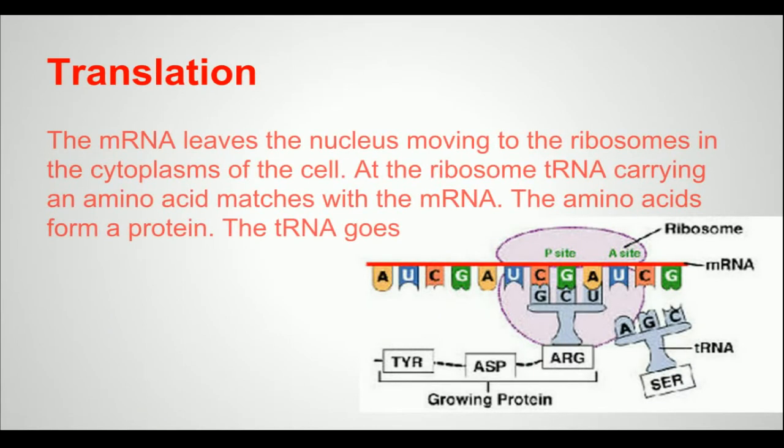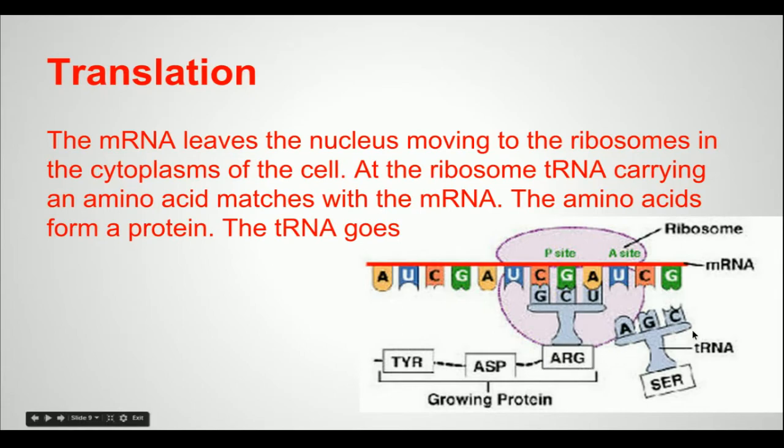Translation takes place outside of the nucleus. So the messenger RNA leaves the nucleus. It goes to a ribosome that's inside the cytoplasm of the cell, the clear liquid substance inside the cell. At the ribosome, you have transfer RNA that comes in, and the transfer RNA is going to match up. So there we have our cytosine with guanine, guanine with cytosine, and adenine with uracil. And in that case, it's carrying an amino acid, which the three-letter abbreviation is ARG. And this is how it's going to work.